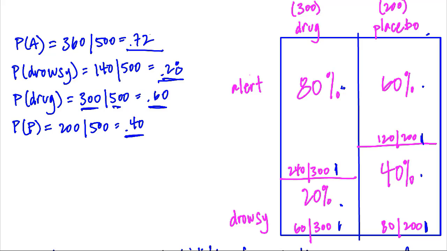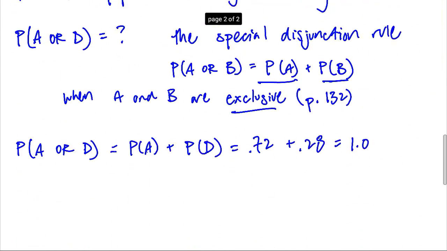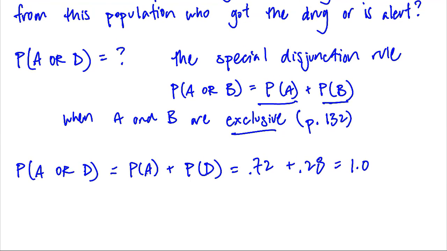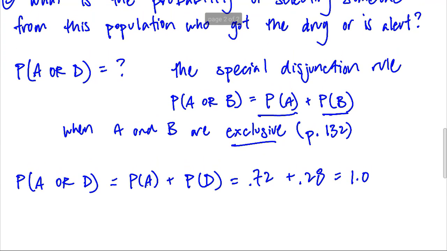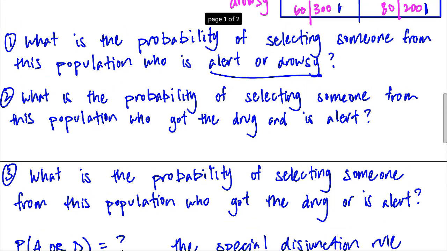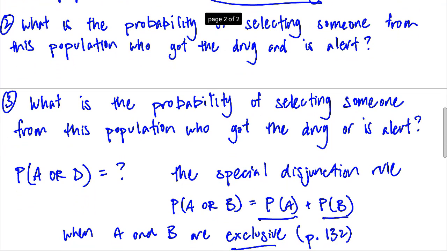So consequently, if we select someone at random from this population, there's going to be a 100% chance that they will have one or the other of these two values, alert or drowsy. Okay, so 100%, that one's pretty easy when we just have two values for your variable. Okay, next, question 2. What is the probability of selecting someone from this population who got the drug and is alert?